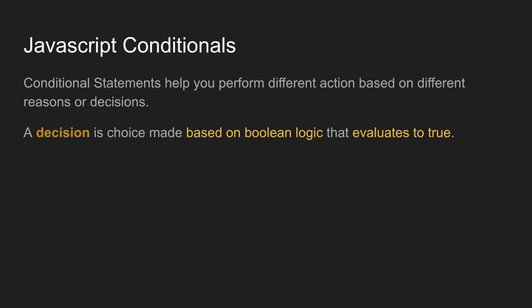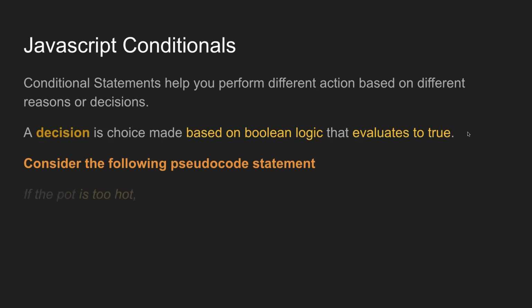Think about how you would construct a Boolean logic statement. My bank account is less than the cost of this PC. How would that evaluate? Well, my bank account is 500. The PC cost is 501, so that would evaluate to false, right? So I want you to think about the following pseudocode here. If the pot is too hot, then I need to use a mitten. If the pot is too hot.